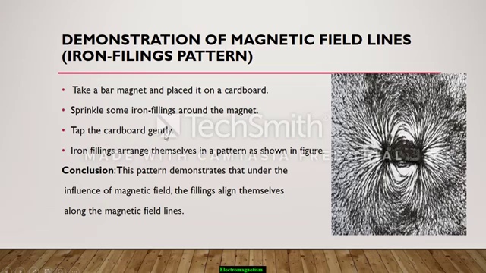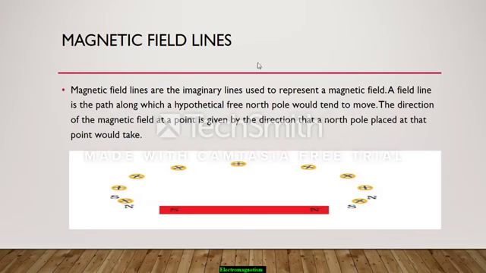Tap it gently. Then we can see that the iron filings arrange themselves in a certain pattern as shown in the figure. So what can we conclude from this? This pattern demonstrates that under the influence of a magnetic field, the filings align themselves along the magnetic field lines. We can see that it is like a curved path and it is closed at the poles. We will see what this implies.